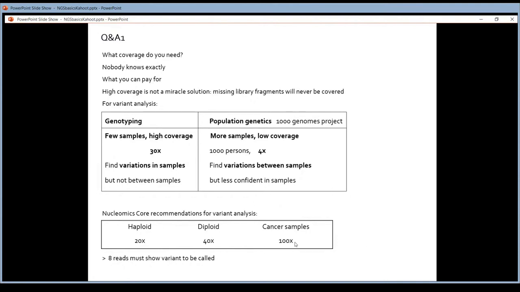What I want to mention here is that for cancer samples you need really high coverage, 100. The reason for that is that cancer samples are never pure. You will have a bit of tumor, but you will also have normal tissue in your samples, and that dilutes your tumor signals. If you want to find mutations in your tumor, you need to have really high coverage. That's why it's so high.